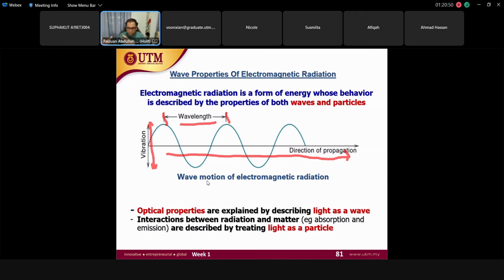We have the absorption, we have the emission of light. Now we consider the light as a wave and also as a particle, so that we can understand. After this, we're going to learn all the instruments.